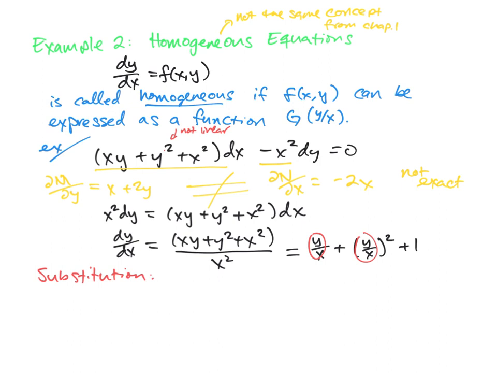So we'll make the pretty obvious substitution, v equals y over x. So we can plug these in for the y over x, but then we also need to get rid of this dy dx. So we need to know what dy dx equals in terms of v.